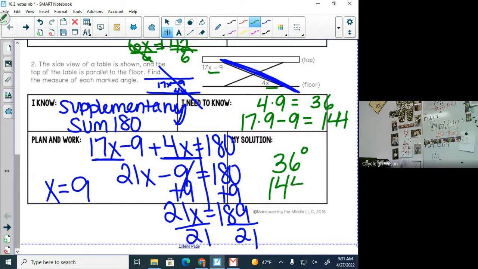Wait, why do we have 36? Because you have two separate angles. You have a 4x, so 4 times 9, and then you have a 17x minus 9. You add those together, and that's a way to check yourself. Since you know that they're supplementary, you know that when you add them together, they should be 180. So 36 plus 144, that is 180. So that's kind of a check.